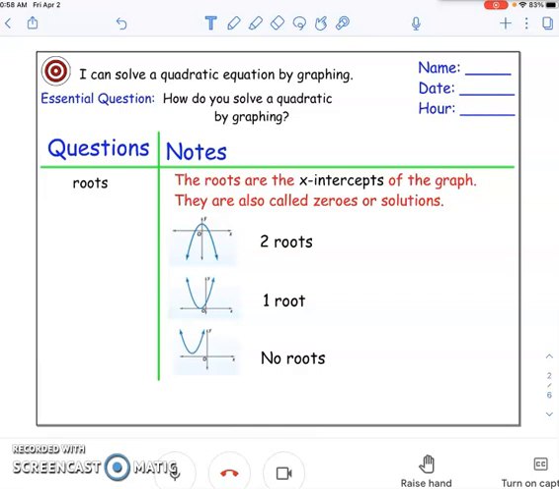So our vocab word says roots. The roots are the x-intercepts of the graph. They are also sometimes called zeros or solutions. So all of these words mean the same thing: roots, x-intercepts, zeros, or solutions.